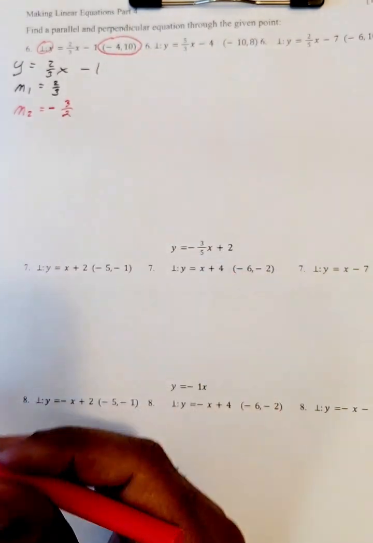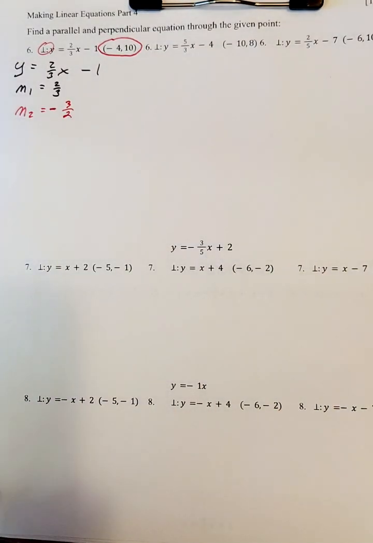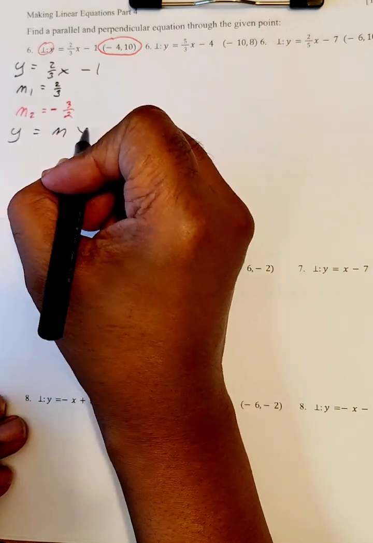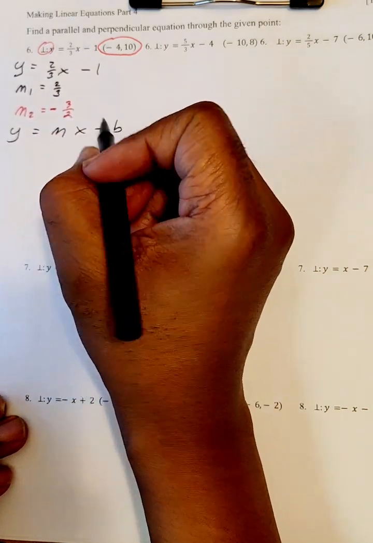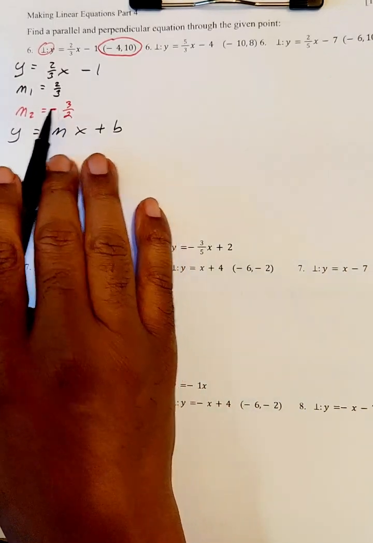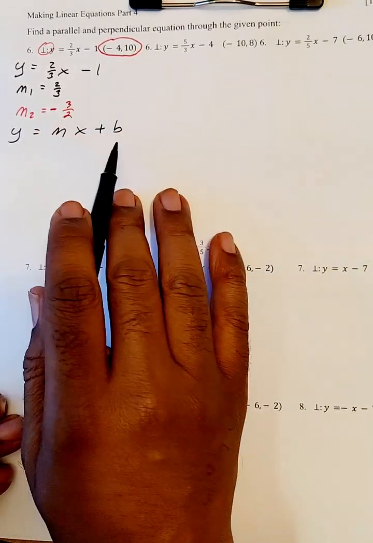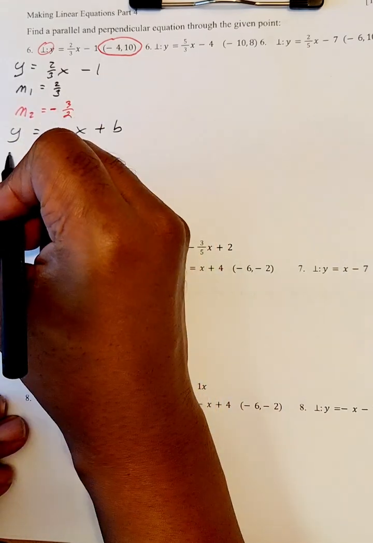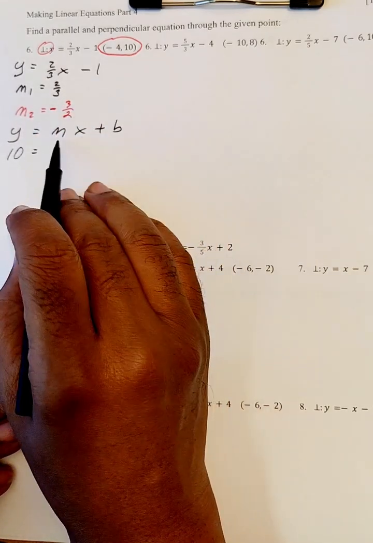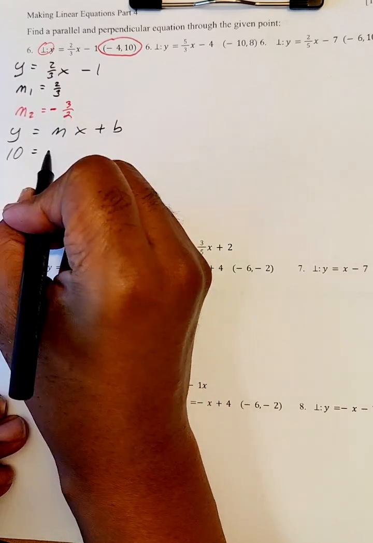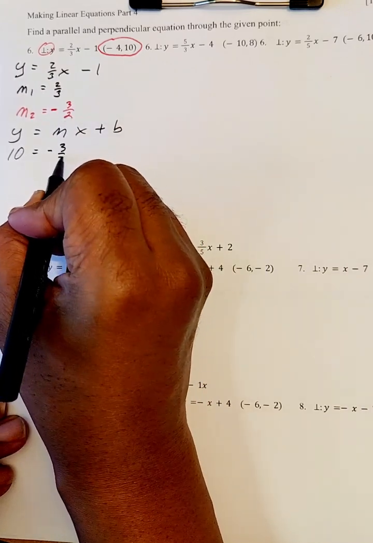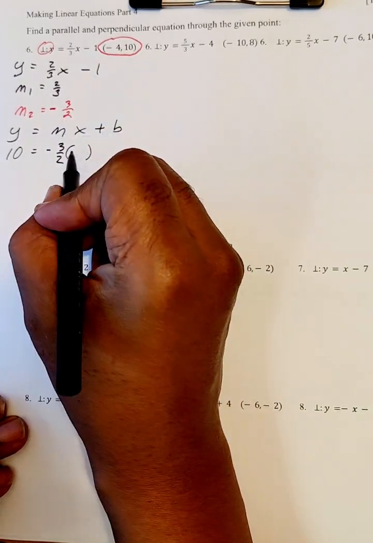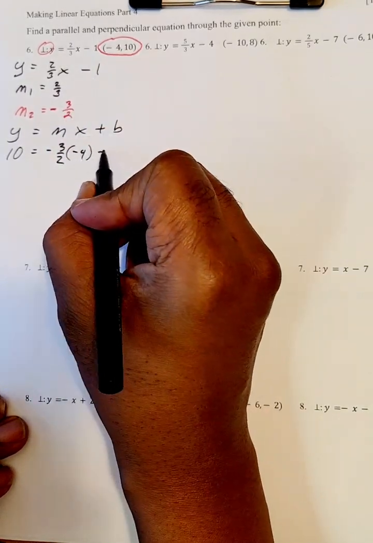And then we're going to use our point of -4, 10. So we start with y equals mx plus b, and then we'll start putting our slope and our point numbers in here to make the new line. So y is going to be the 10. The slope is going to be -3/2. The x is going to be the -4, and then plus the b.